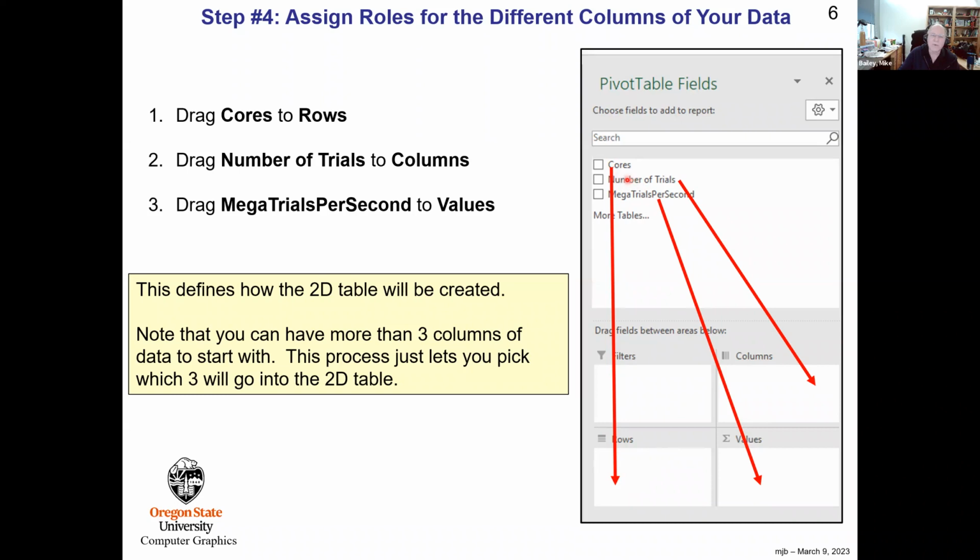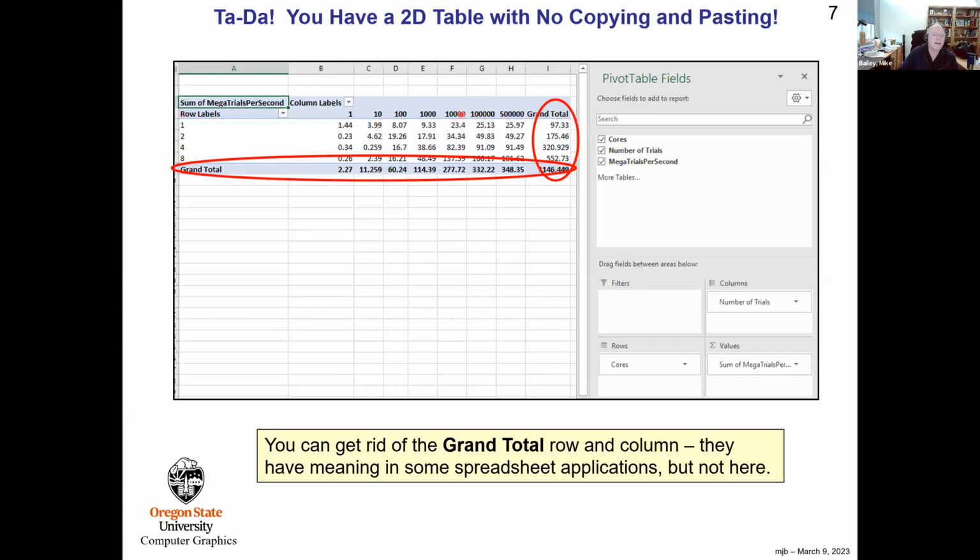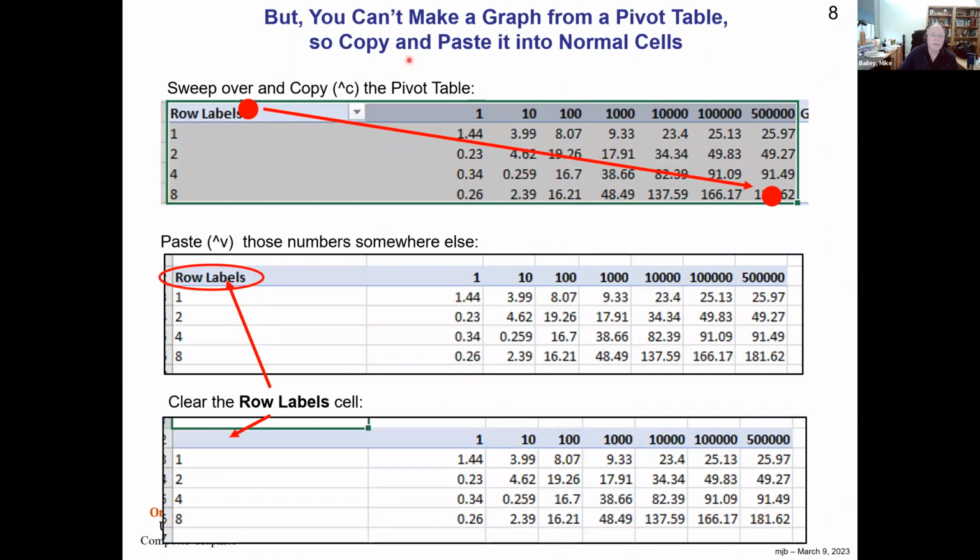The number of trials, the data set size, I want that to be the column. So I'll just grab this phrase, number of trials, and I'll drag that phrase down to this box where it says columns. And then this is what I want plotted, mega trials per second. I will drag that down here to values. The filters box, nothing, don't touch it. And once you've done that, bang, 2 seconds later, you've got a 2D table. You're not quite done yet, but at least you've got a 2D table and you don't have to do that stupid copying and pasting.